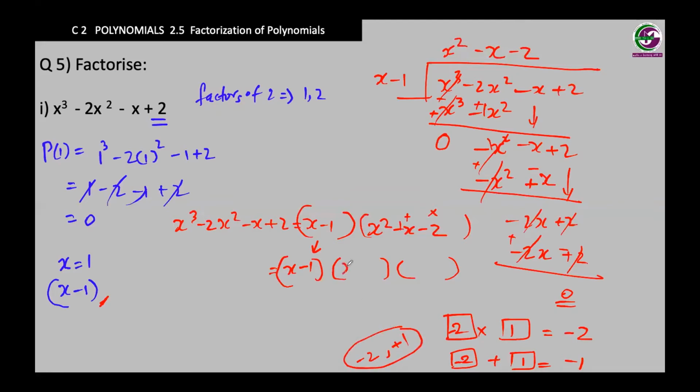So we just write x, we have x squared, x here and x here. First number is negative 2 and the second number is positive 1. That's it. So we factorize this polynomial into 3 brackets: x minus 1, x minus 2, x plus 1. Excellent. Now let's see the second question.